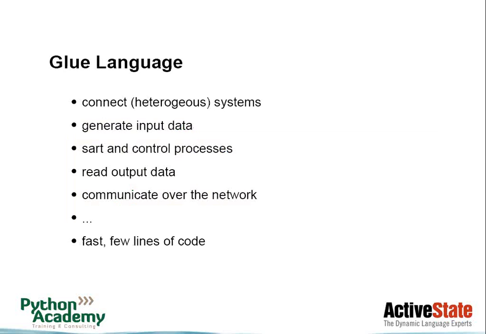Okay, one big thing of Python is that it's called a glue language. It can be used to connect systems of heterogeneous elements. You can easily generate input files for something, start and control processes very easily, and read output files. Starting external processes is very simple. You can communicate over the network, you can do a lot of things, and usually it's fast and you just need to write a few lines of code doing this. Next slide, please.